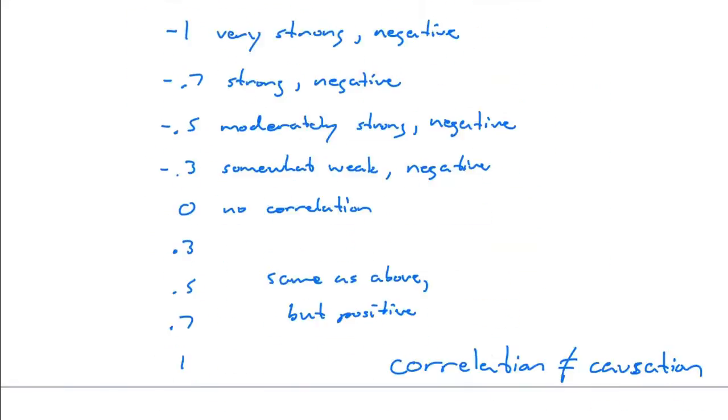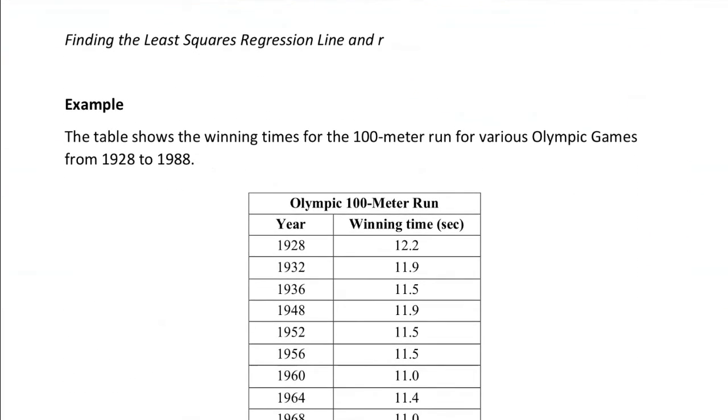All right. So let's talk then about how do we find this least squares line. So I've got my data. I've got a scatter plot, and I want to know, how do I find the line that actually fits this data?